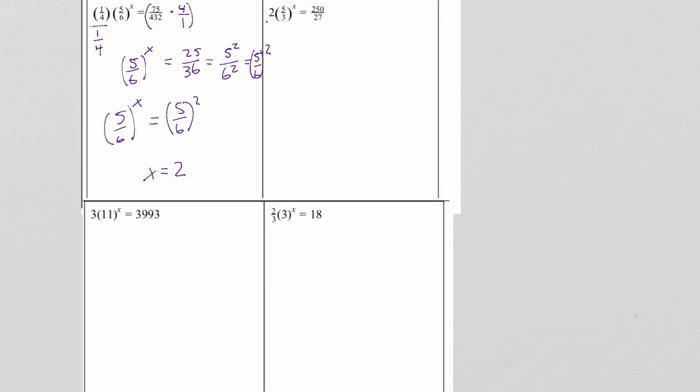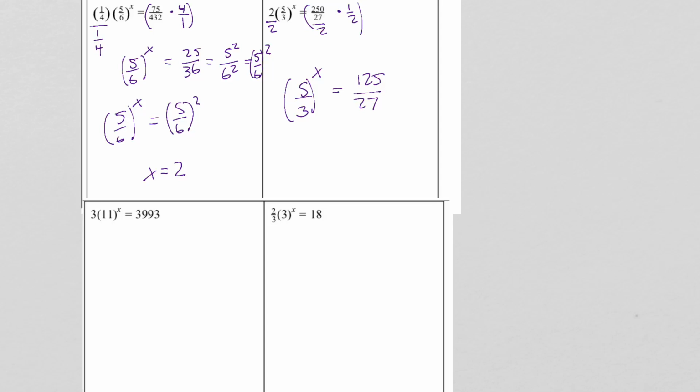So hopefully that's making some sense. If it's times 2, I have to divide by 2. If I divide by 2, that's the same as multiplying by 1/2. So 250 divided by 27 divided by 2. You're going to get 5/3 to the x power is equal to 125 over 27.